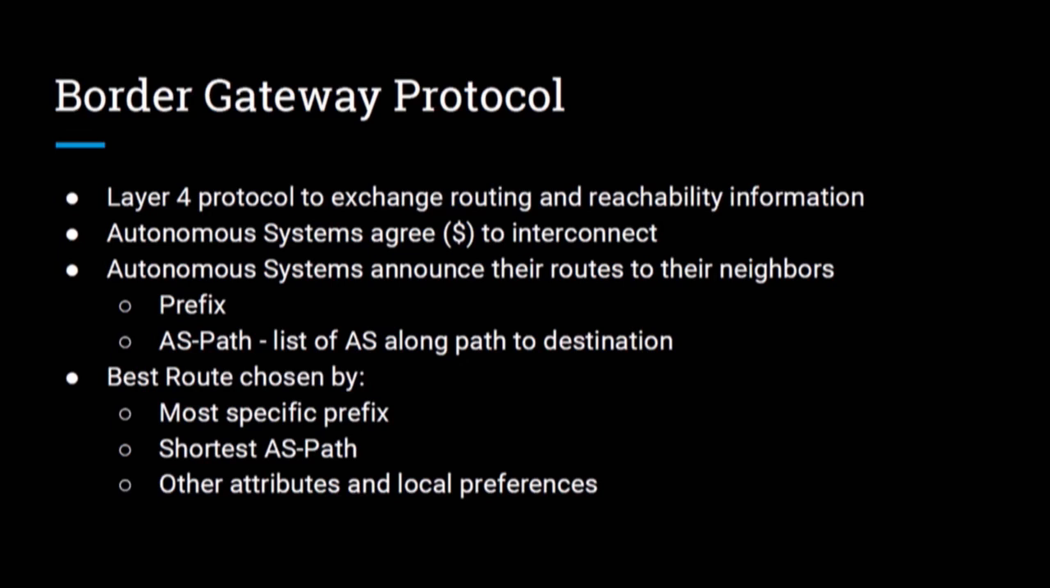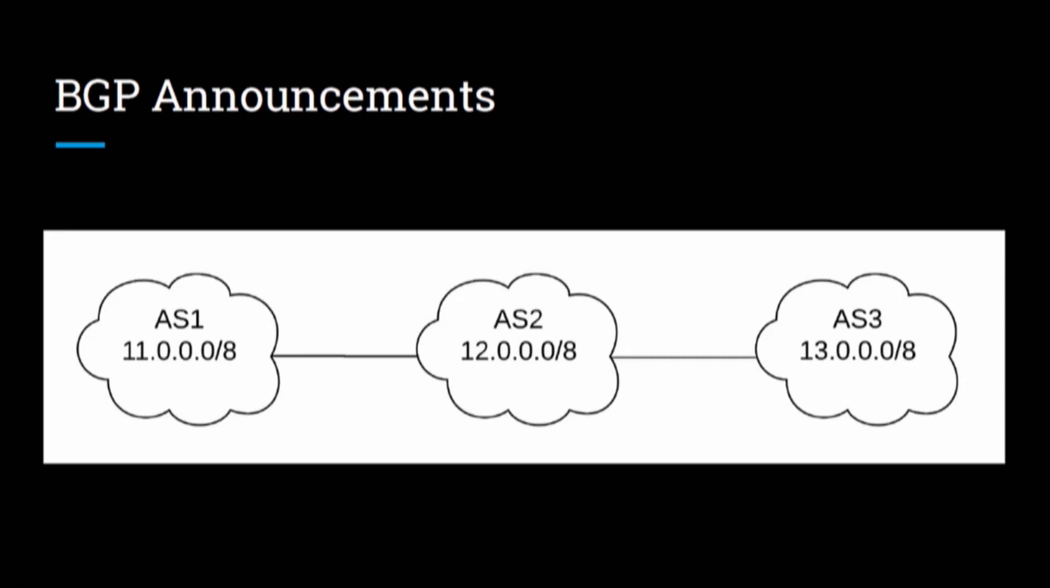Then when a packet comes in that needs to get to a destination, the most specific route, the route with the longest match, is chosen, and the data is forwarded through that next autonomous system. After that, the shortest path, and there are other attributes, and local admins can set policies to prefer certain networks as well. Now, I said BGP, they'll announce a space.